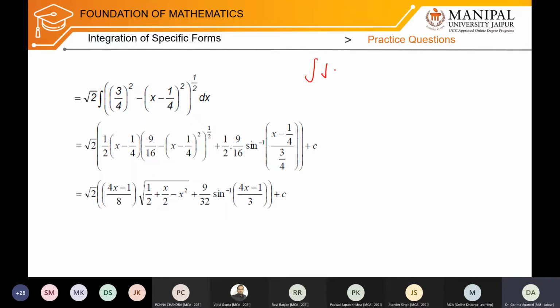And then we use again the formula of root of a square minus x square. This is the formula of root of a square minus x square. All these formulas are mentioned in the starting slide, where we have written all the formulas in a tabular form. This formula is mentioned over there also.